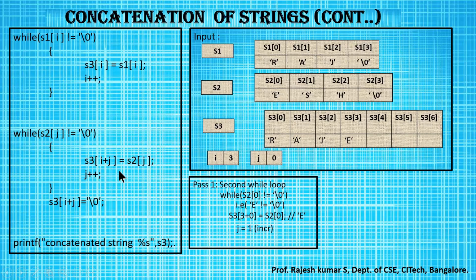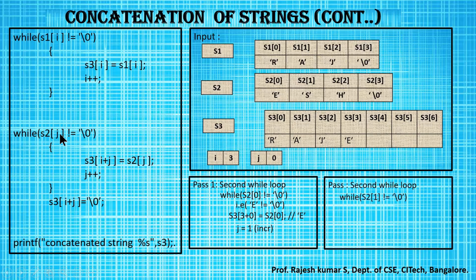Then j gets incremented. J will become 1. When j becomes 1, I'll loop back. Now I'll check S2 of 1, sorry, it is S2 of 1. J value would have incremented by 1. So what is S2 of 1? S. Is it not equal to null? Yes, it is not equal to null.